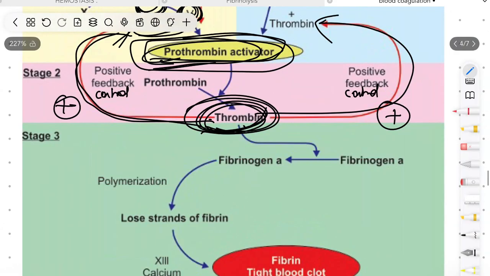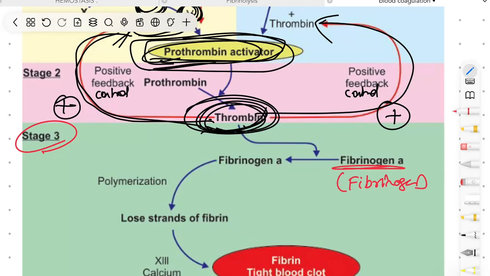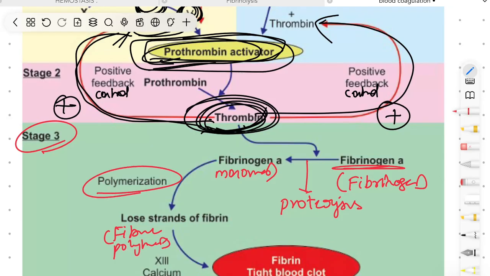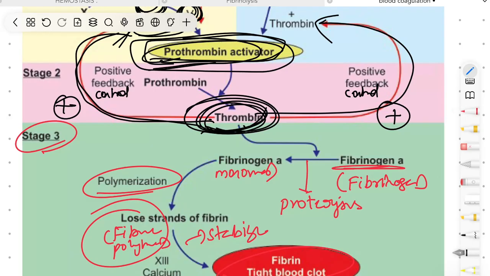Okay, see, you can see in this flow chart also. See, stage 3, simple fibrinogen is converted into fibrin monomer. This process is proteolysis, right? And this fibrin monomer is converted into fibrin polymer. Monomer is converted into polymer with the help of polymerization, and with the help of stabilization, it converts into a tight blood clot. I hope you all are clear with this concept.